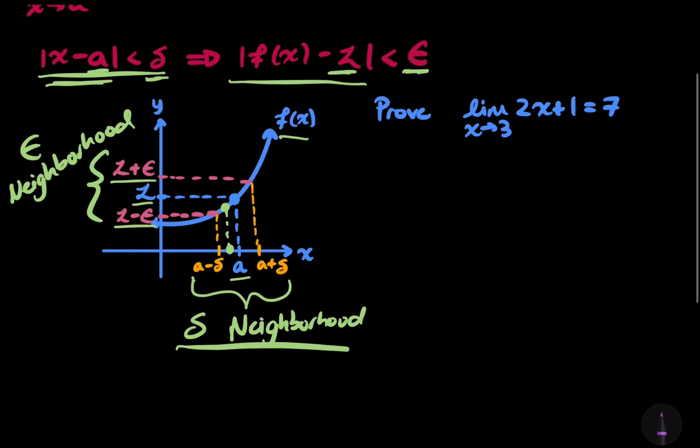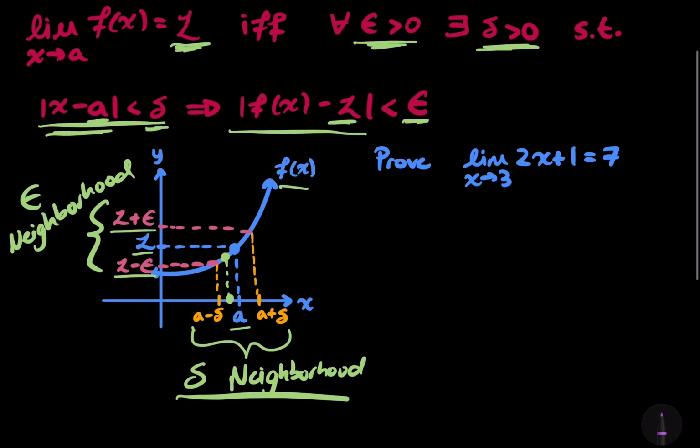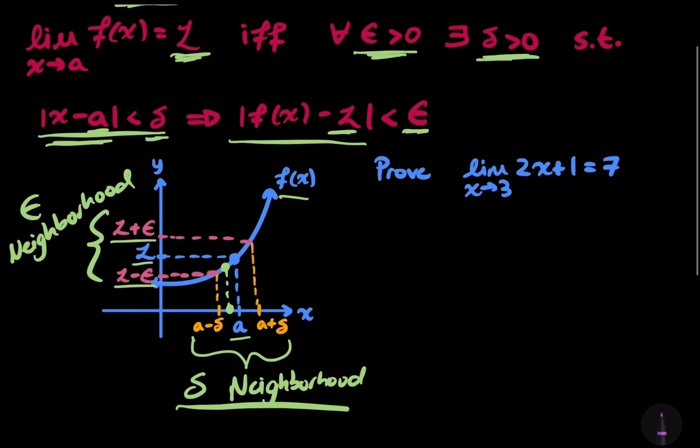And so essentially, what we're going to do over here is take this inequality, the absolute value of f of x minus L is less than epsilon, and we're going to try to take this and construct this inequality over here, or this absolute value over here.